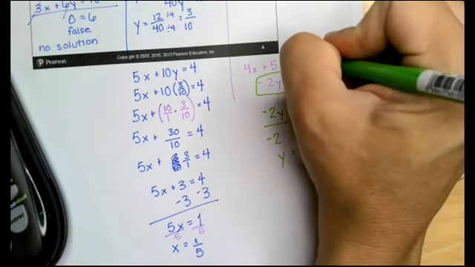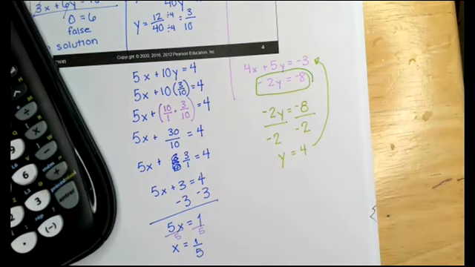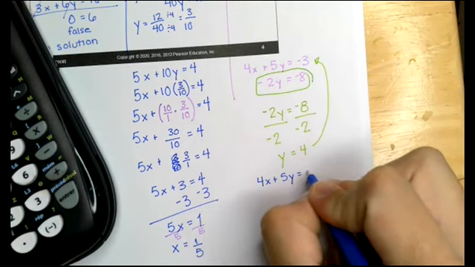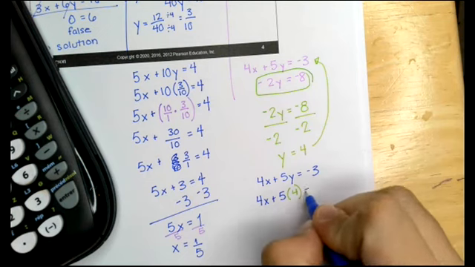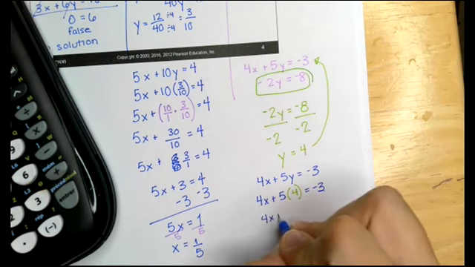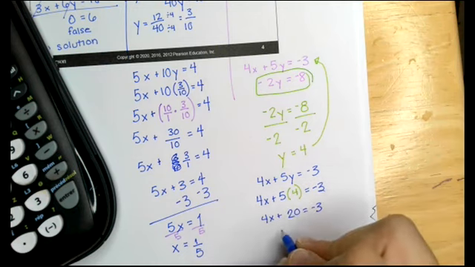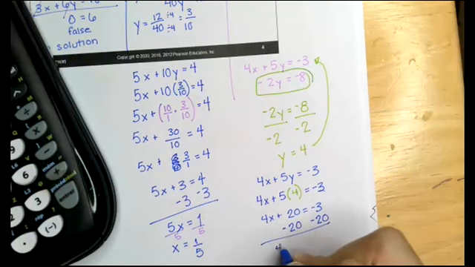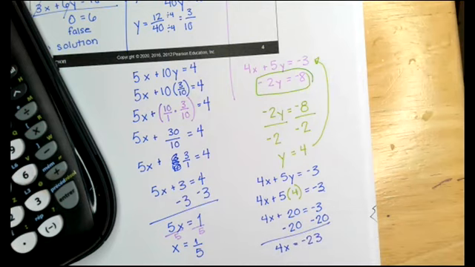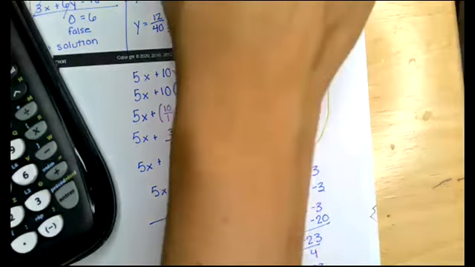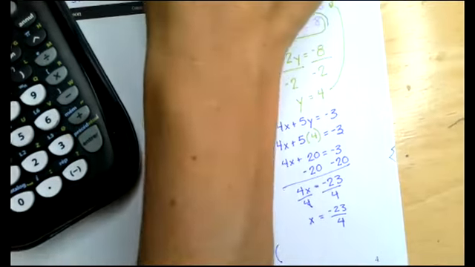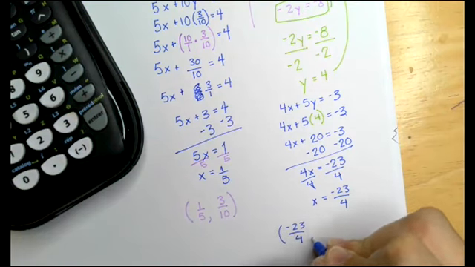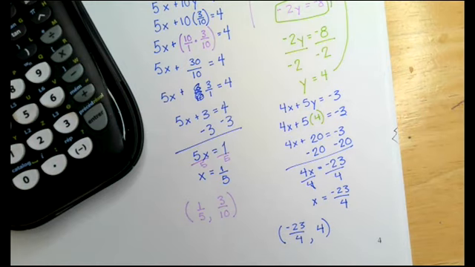Now I'm going to put it back up here to find x. 4x plus 5y equals -3. 4x plus 5 times 4 is -3. 4x plus 20 is -3. Move the 20. 4x equals -23. Divide by 4. Divide by 4. x is -23 fourths. There is not really any way to simplify that. So our point here is -23 fourths, 4. Okay, so let's quickly check these in Desmos.